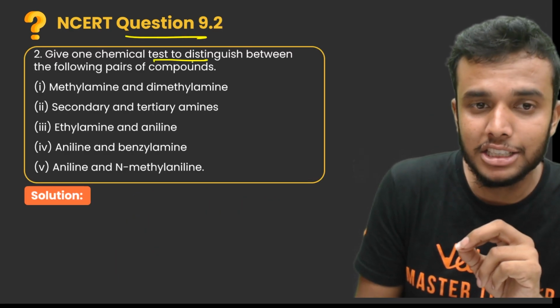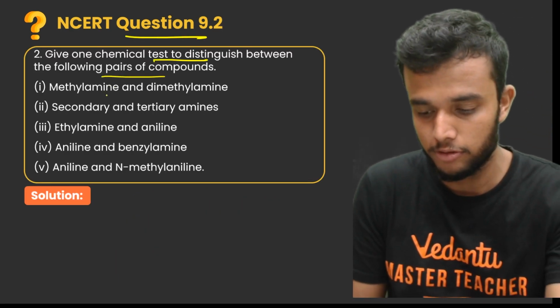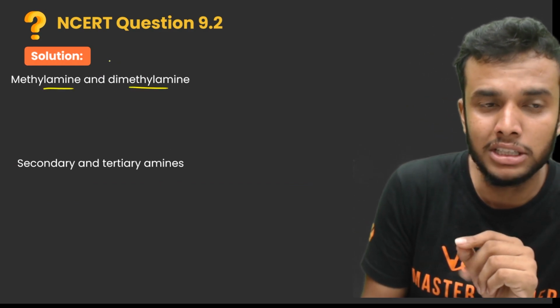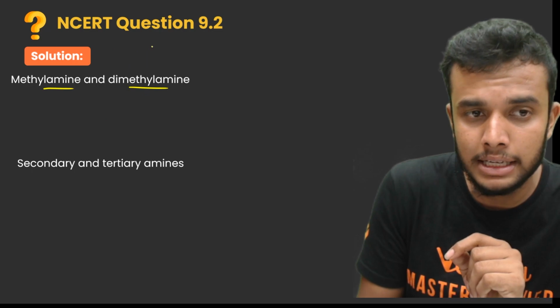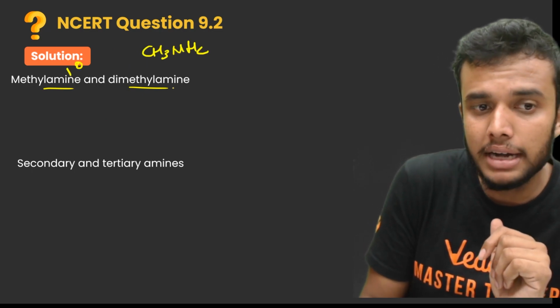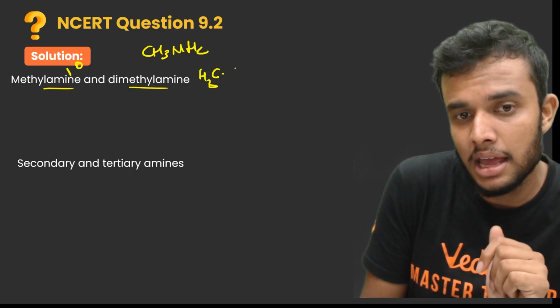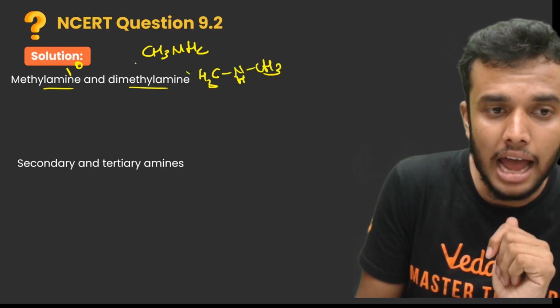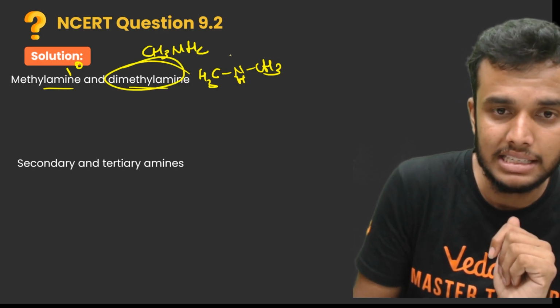Give one chemical test to distinguish between the following pairs of compounds. First, the first pair, methylamine and dimethylamine. The structure of methylamine is CH3NH2, right? It is a primary amine. Second one, dimethylamine. The structure is CH3NHCH3, with another H there. This is the structure of dimethylamine, a secondary amine.